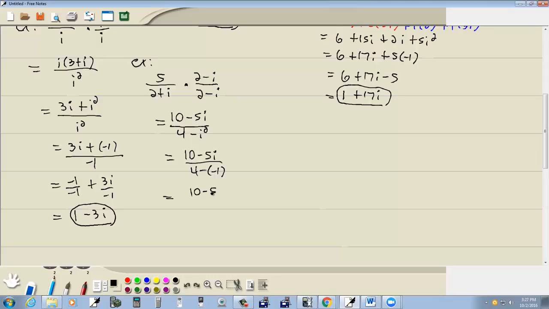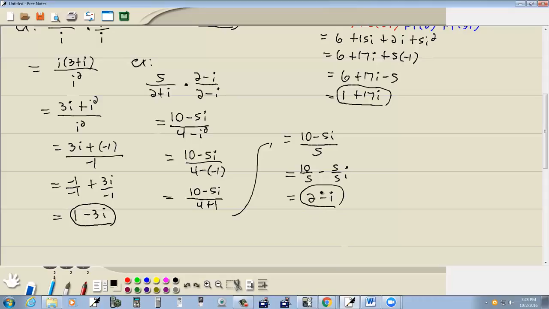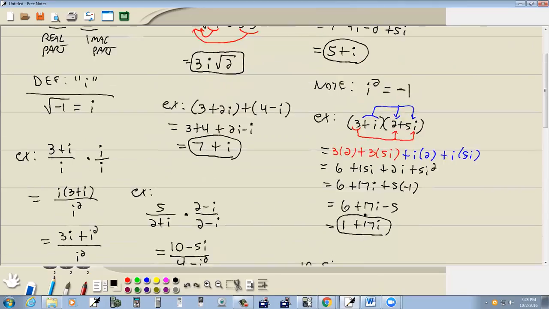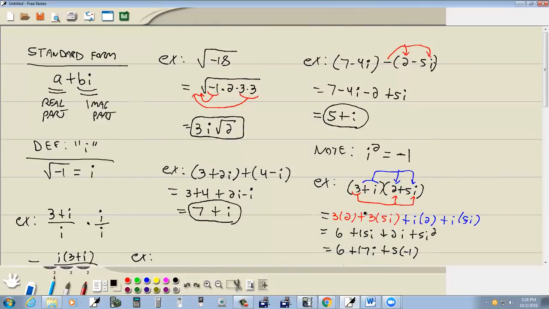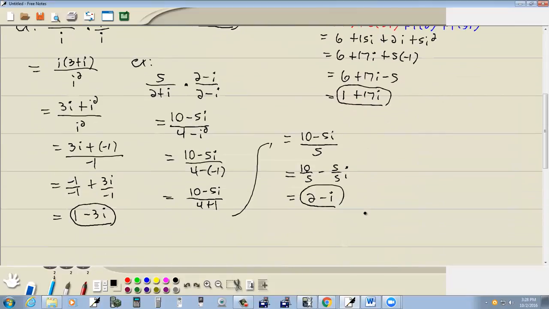So that gives us 10 minus 5i over 4 plus 1, which gives us 10 minus 5i over 5. Split these into two separate fractions. So we got 10 over 5 minus 5 over 5i, which is 2 minus i. And that's our answer. Look, I had 2 minus i before, but I guess not.